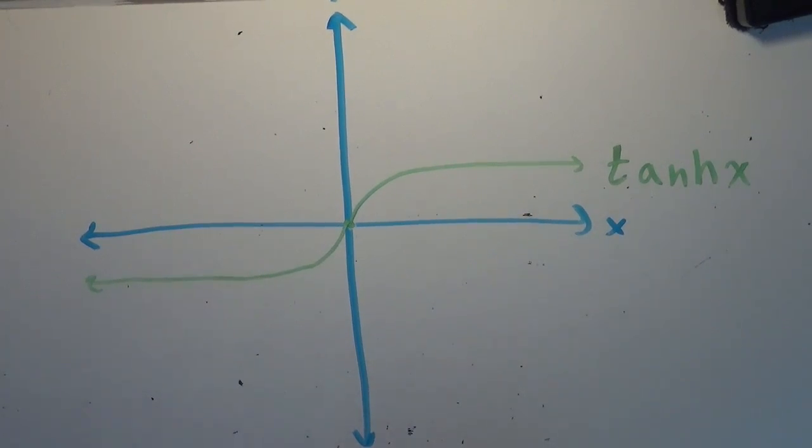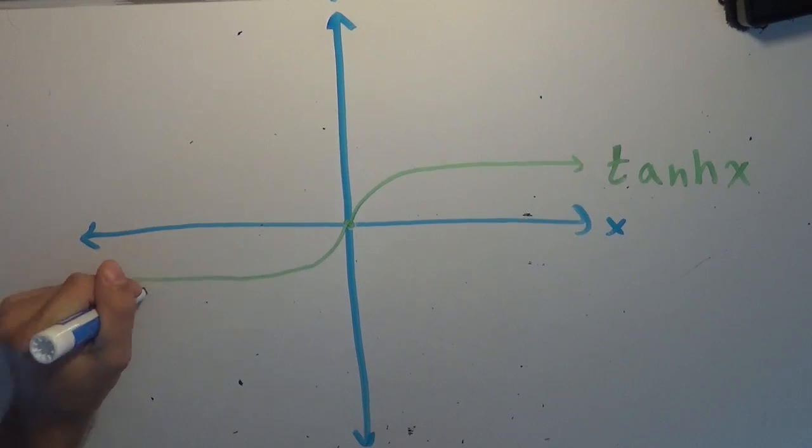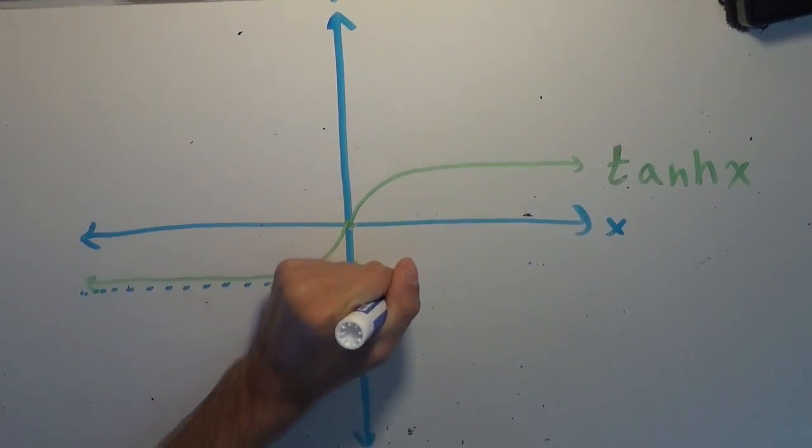And I will notate it just so it's absolutely clear. These are asymptotes. These are horizontal asymptotes at -1 and 1.